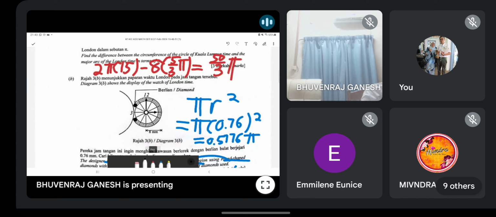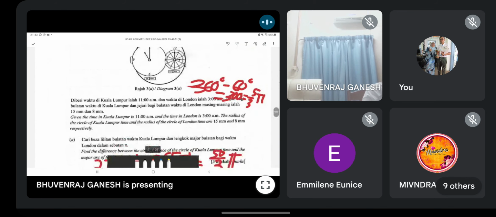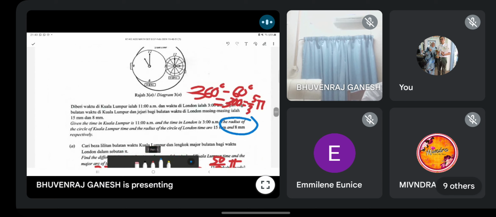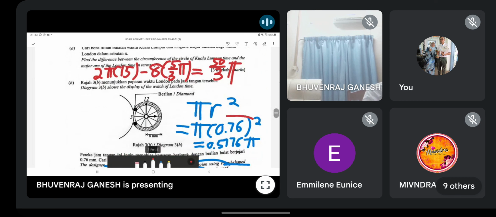First of all, you must try to form a triangle over here. They say that for London, the radius is 8 mm. Am I right? For the London clock. And then the diamond radius is 0.76. So you must first find the difference. 8 minus 0.76, the difference is 7.24. So OQ, the length, is 7.24.